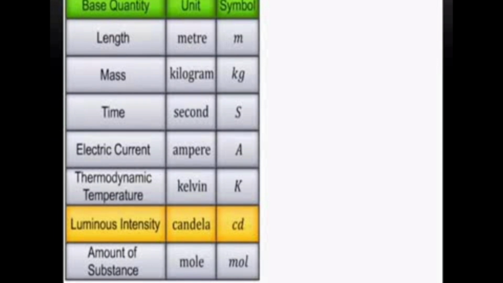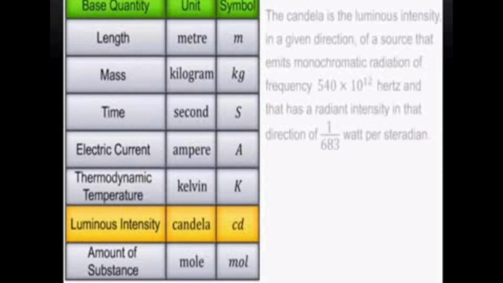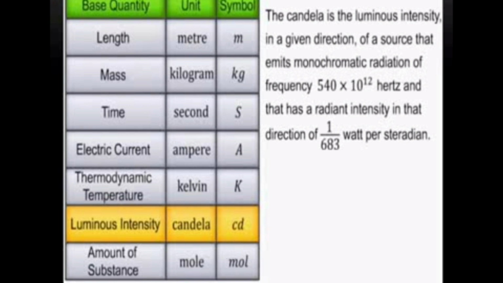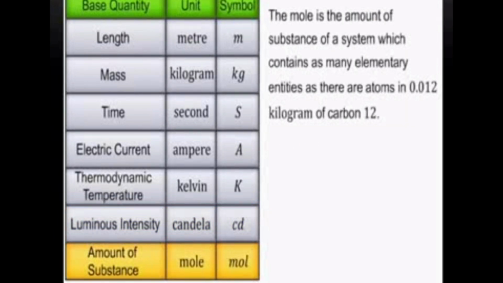Then the next one is luminous intensity. The unit is the candela, denoted by the letters cd. The candela depends on the luminous intensity in a given direction. A source that emits monochromatic radiation of frequency 540 × 10^12 Hz and has a radiant intensity in that direction of 1/683 watt per steradian. So light is divided like this: one light has the frequency and this much of angle. That particular angle is called 1 candela.